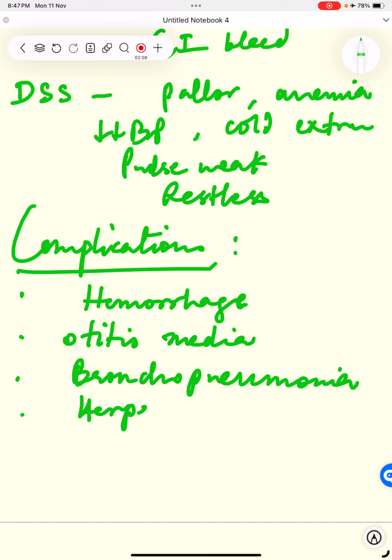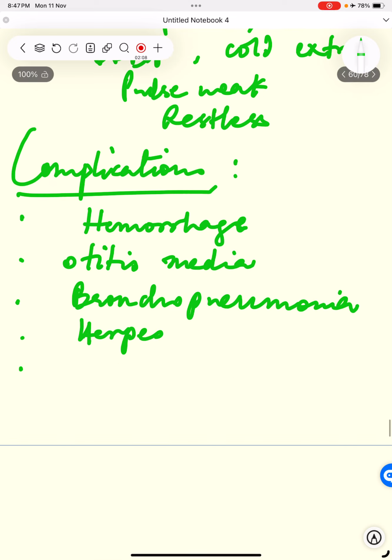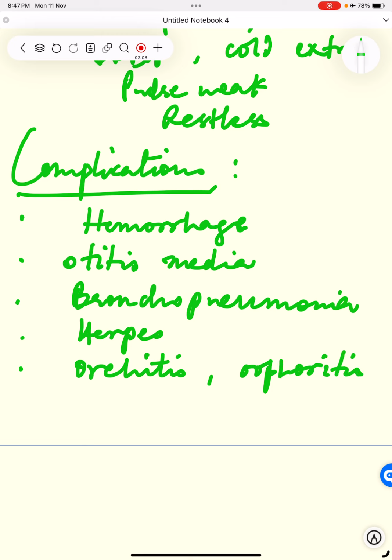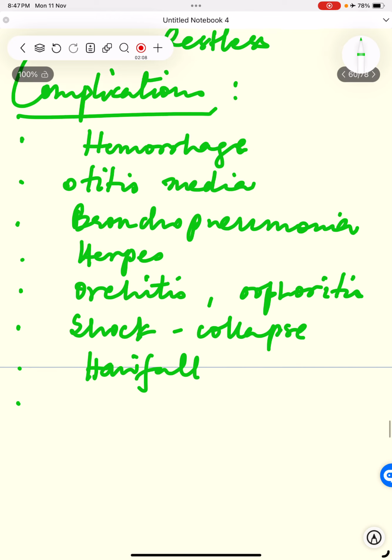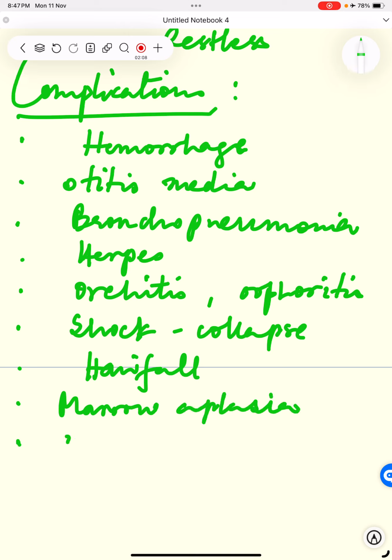Patient can have additional infection like herpes. Patient can have orchitis or uveitis as a complication of dengue. Of course, in case of shock, they can collapse. In long-term effects, we have seen patients have a lot of hair fall, bone marrow aplasia, and encephalitis. In some rare cases, this can be a complication.